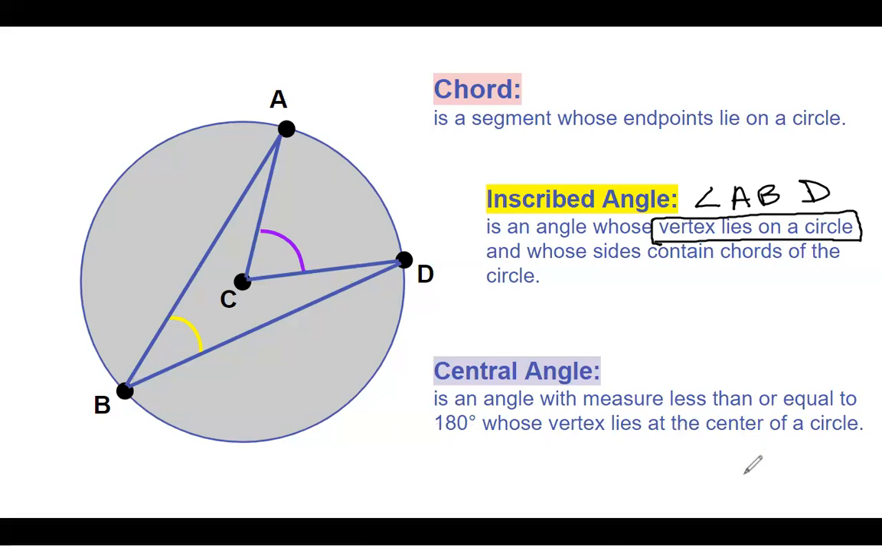Now, this angle is what we call ACD. So this is angle A, C, and D. Now, what's so special about this? Its vertex is where? On the center. So central angle, vertex lies on the center. Inscribed angle, vertex lies on the circle. Just to help you distinguish them from each other.